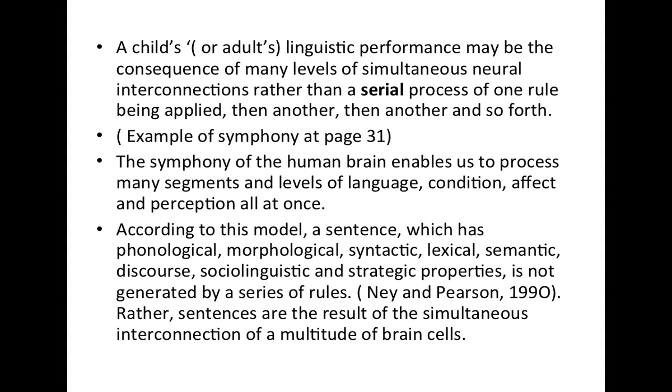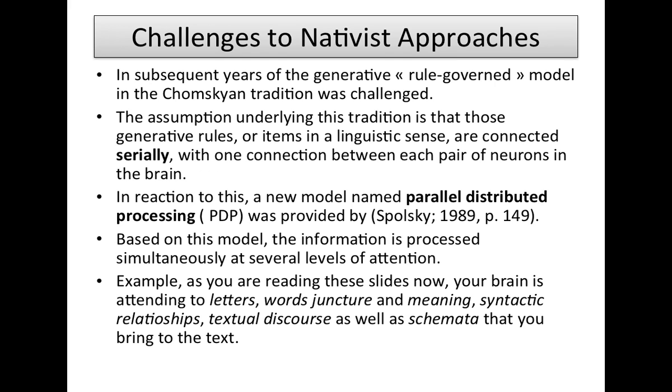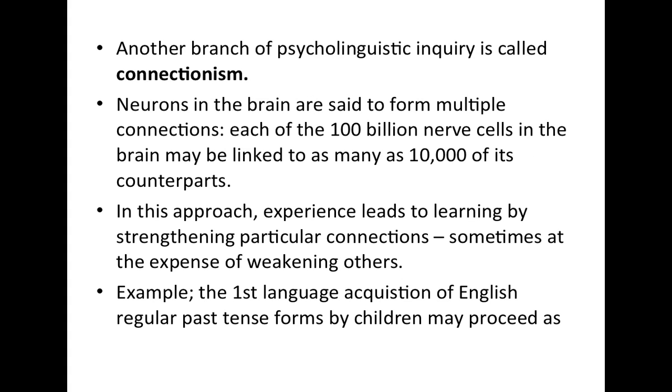So the previous one is this. This is parallel distributed processing. Then another one is connectionism. According to this model, neurons in the brain are set to form multiple connections. Each of the 100 billion nerve cells in the brain may be linked to as many as 10,000 of its counterparts. This is something factual. Now next, in this approach, experience leads to learning by strengthening particular connections, sometimes at the expense of weakening others.